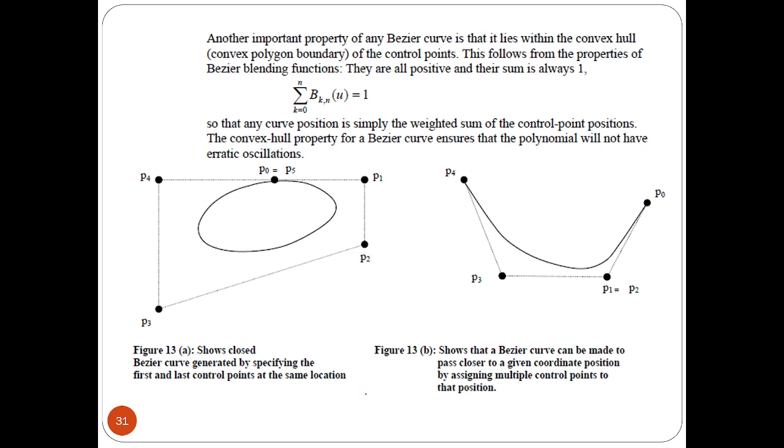Next, another important property of any Bezier curve is that it lies within the convex hull, because it will be bounded. That is why it is called the convex hull, a convex polygon boundary of the control points. This follows from the properties of the Bezier blending functions. They are all positive and their sum is always 1, sigma k = 0 to n of B_k,n(u) = 1, so that any curve position is simply the weighted sum of the control point positions. The convex hull property for a Bezier curve ensures that the polynomial will not have erratic oscillations. So P0, P1, P2, P3, P4, P5, and the curve is inside of the boundary.